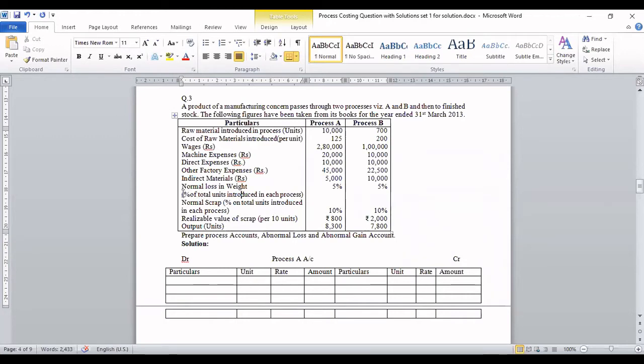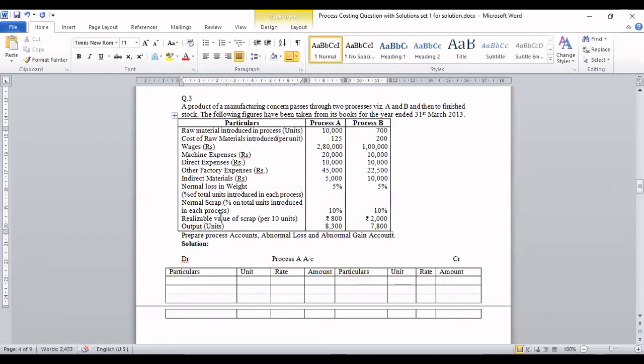Beta, this information, just a minute, Riddhi. This information, the percentage of total units introduced in each process, is for this normal loss in weight. The question is saying at what percentage you have to calculate this normal loss in weight. Have you understood, everyone? Yes or no? Yes, sir.